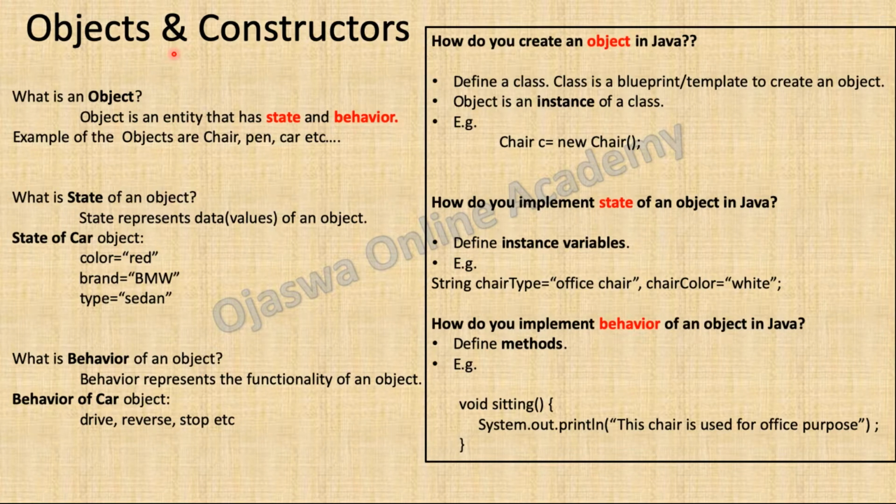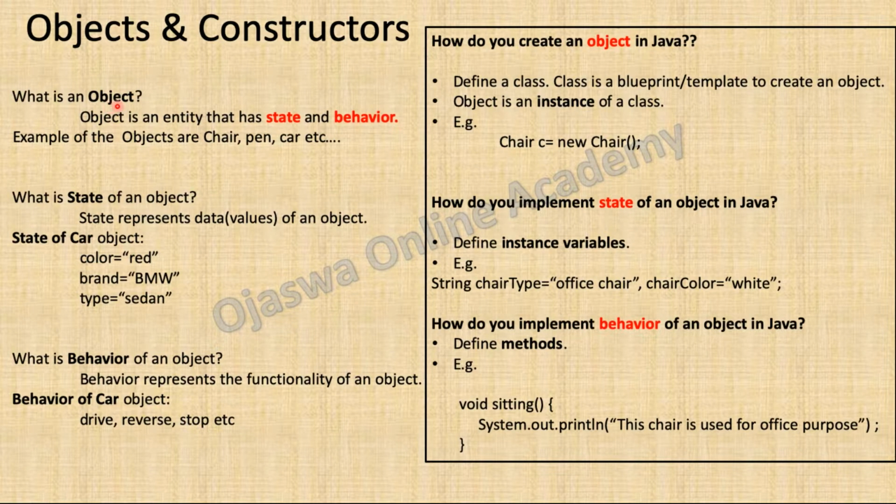Objects and constructors. In our previous videos, we have seen basic concepts of programming. Let us move on to object-oriented concepts. Java is a very powerful object-oriented programming language. Hence, everything in Java is associated with classes and objects. What is an object? Object is an entity that has state and behavior.